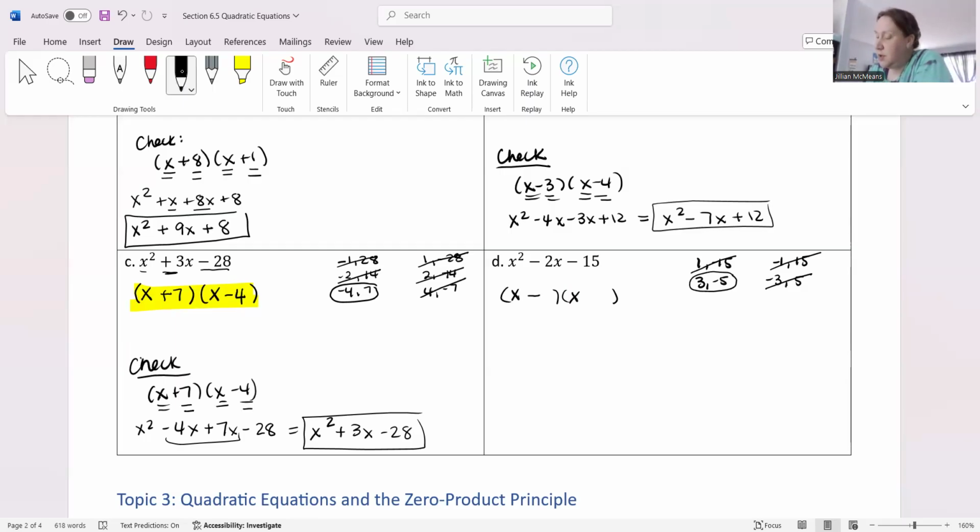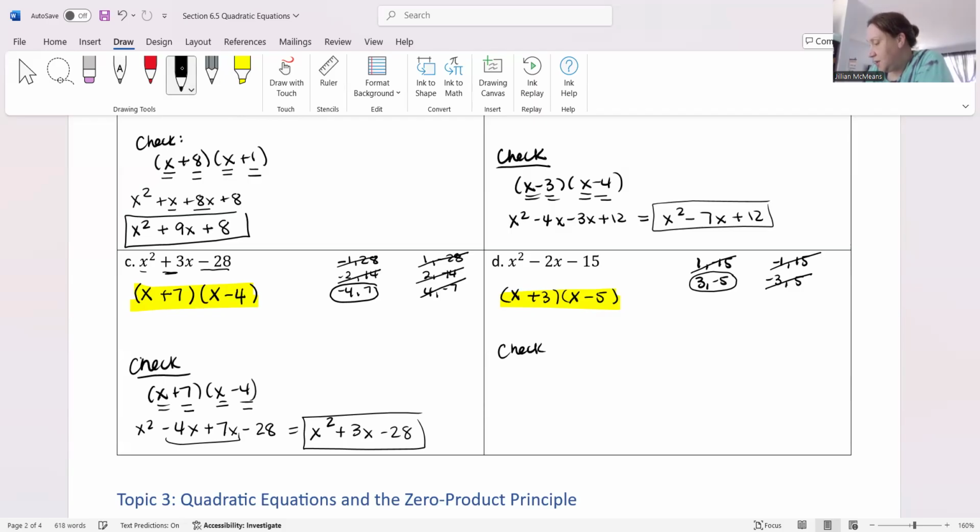So we want to go x + 3, x - 5. And just remember, it doesn't matter which binomial you put your factor in. It doesn't matter where you put the +3 and where you put the -5. Just get each of them in one of those binomials, okay? So if I had written x minus 5 times x plus 3, that would be fine.